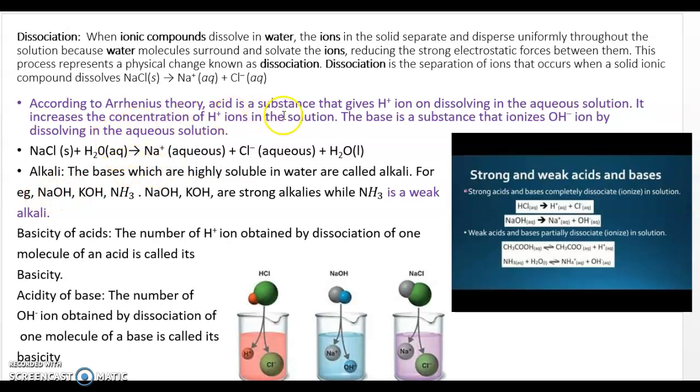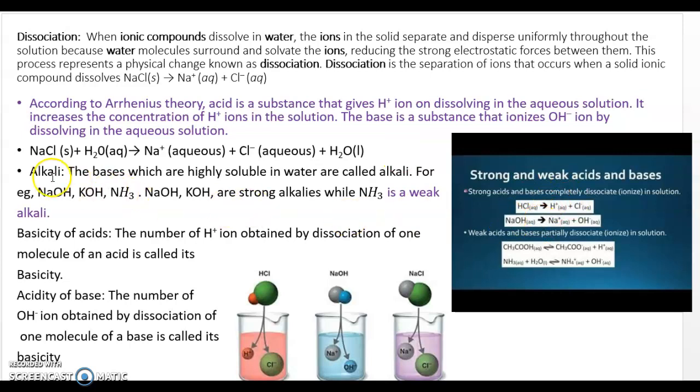So what is it according to Arrhenius theory? An acid is a substance that gives H plus ion on dissolving in an aqueous solution. It increases the concentration of H plus ion in the solution. A base is a substance that ionizes to give OH minus ion on dissolving in an aqueous solution. I gave an example of NaCl, a salt, plus water giving Na plus and Cl minus. So this is about the salt, and about the acid and base it is HCl and NaOH.